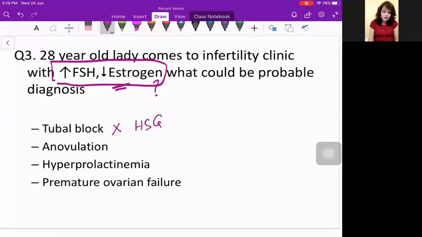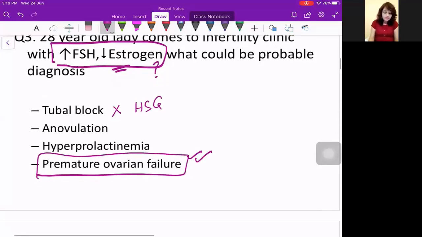Now, looking at other options: anovulation, hyperprolactinemia, premature ovarian failure. Students in my classes for the NEET PG, NB pattern, FMG, or AIIMS PG, I've always mentioned when there is high FSH and estrogen is down, it coincides with premature ovarian failure. Now, let's rule out other options. Anovulation: there are high levels of estrogen, and an important cause of anovulation is PCOD, where estrogen is high. So as a negative feedback, FSH is down. So this again does not go with the question.